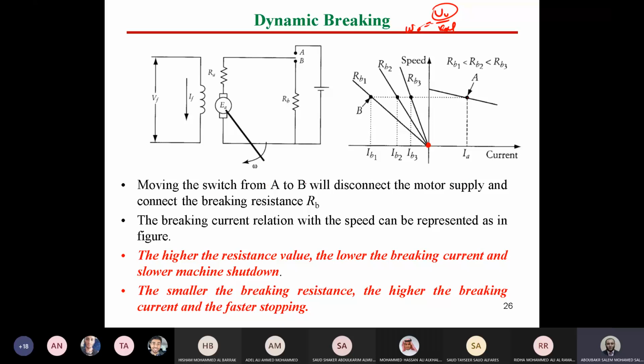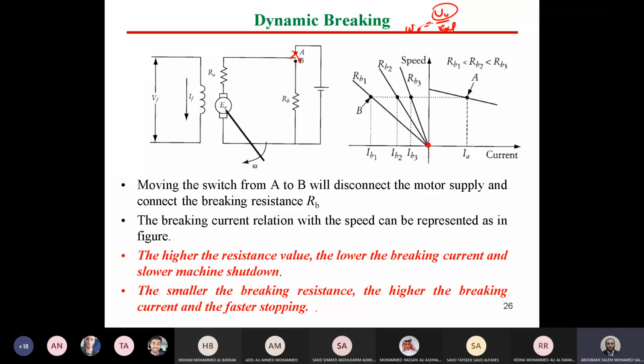Moving the switch from point A to point B will disconnect the motor supply and connect the braking resistor RB. So we will disconnect the supply by moving the switch from point A to point B, and the added resistor will be there. The braking current relation with the speed can be represented as in the figure. This is the figure we have discussed.